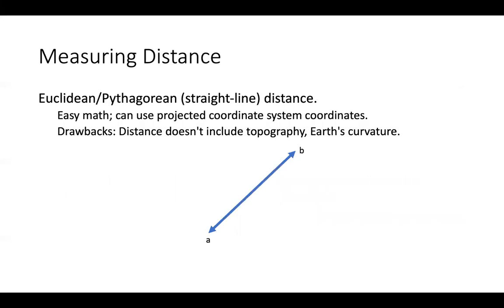First, we have Euclidean distance, or straight line distance, also called Pythagorean distance, or as the crow flies. It's got a lot of names. This is fairly easy to calculate and relies on a projected coordinate system. It has a couple drawbacks though. It doesn't include topography, the Earth's curvature, or a road network, for instance. This means that it's good for short distances where we don't have to take into account the Earth's curvature, or where we just want to know the basic distance between 2 points, not say how far you have to walk or drive, for instance.